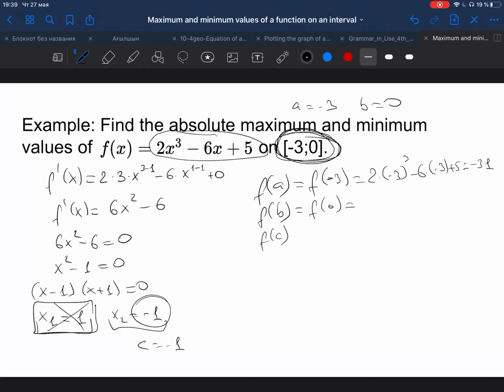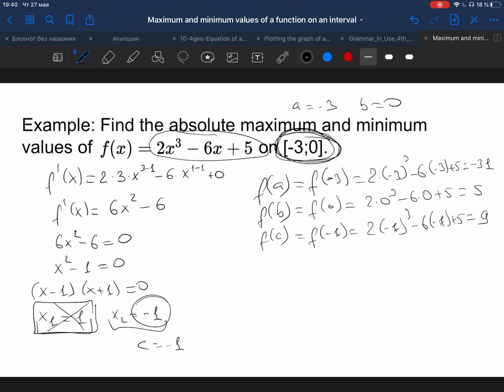After that, f of b is equal to f of 0. We just put 0 instead of x: 2 multiplied by 0 cubed minus 6 multiplied by 0 plus 5. And here we have the number 5. And f of c is equal to f of minus 1. We just put minus 1 instead of x. And here we have the number 9, if you solve this.